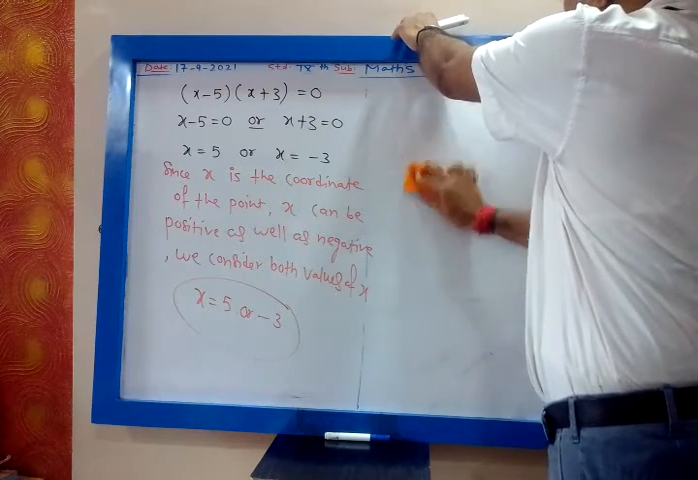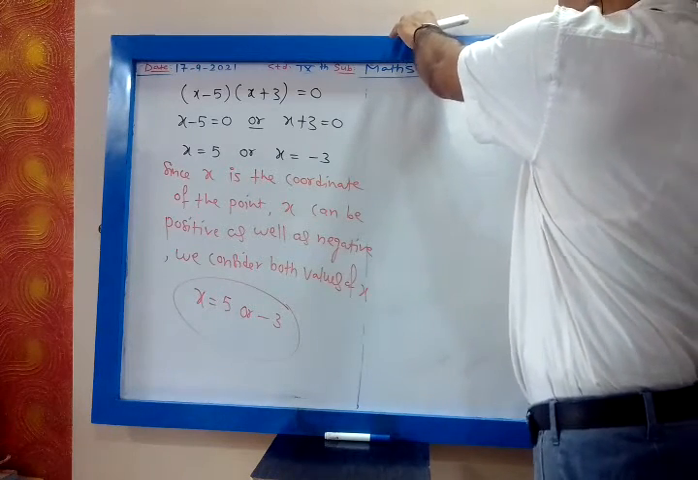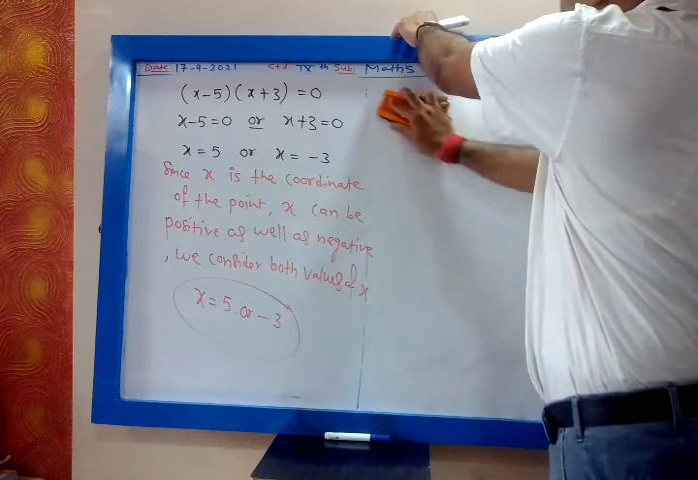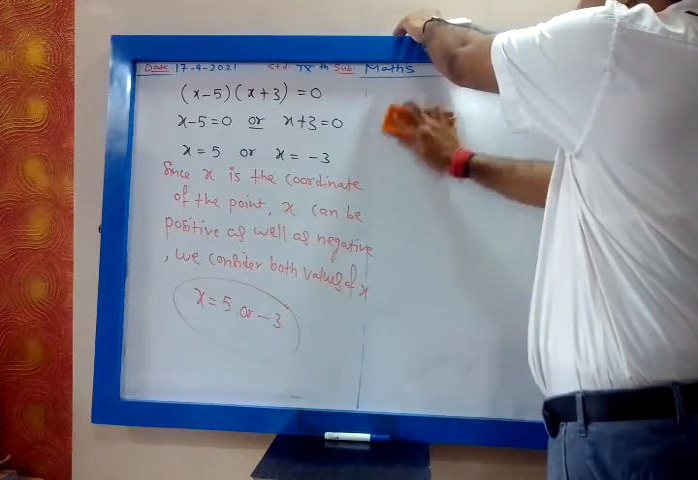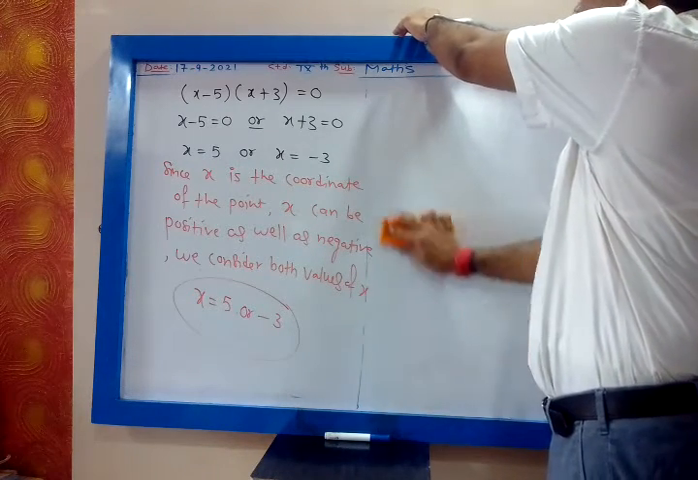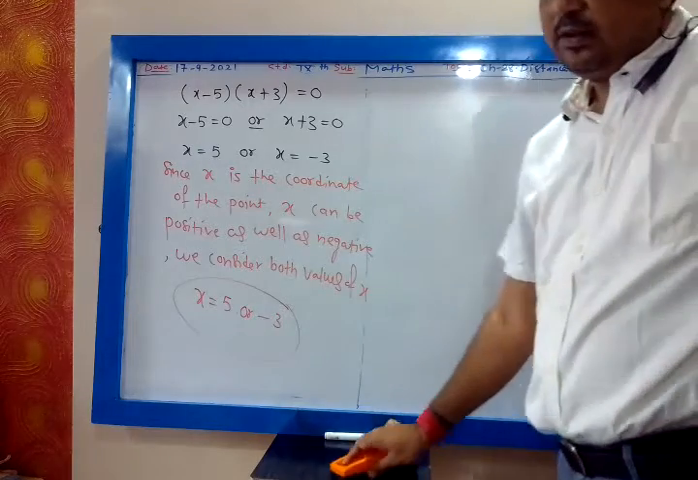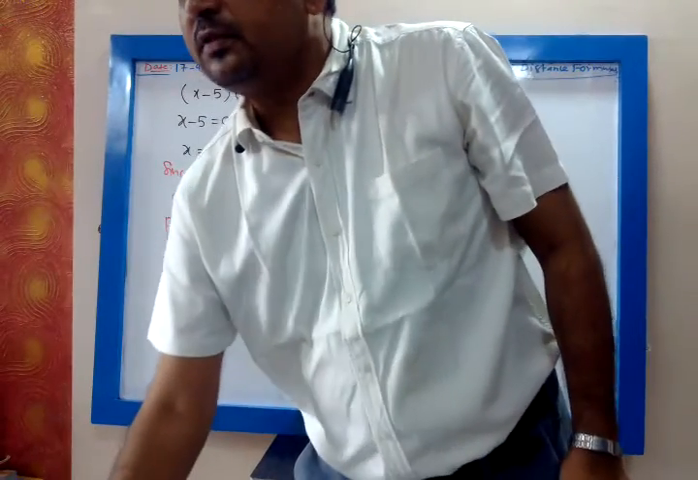First quadrant: x and y both are positive. Second quadrant: x is negative, y is positive. Third quadrant: x is negative, y is negative. Fourth quadrant: x is positive, y is negative. So coordinates can be negative or positive.